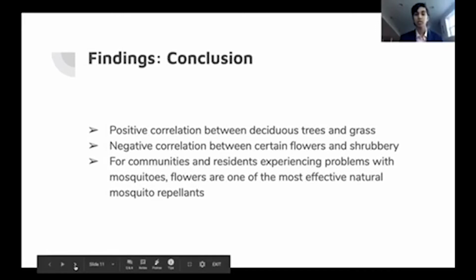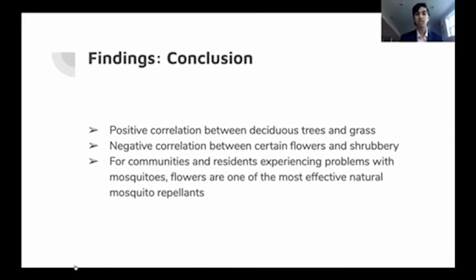From analyzing our results, we were able to conclude that mosquito density increases with deciduous trees and grass, but the growth is limited with shrubs or other residential flowers, like Fidelis and Yarrows, which are known to repel insects.